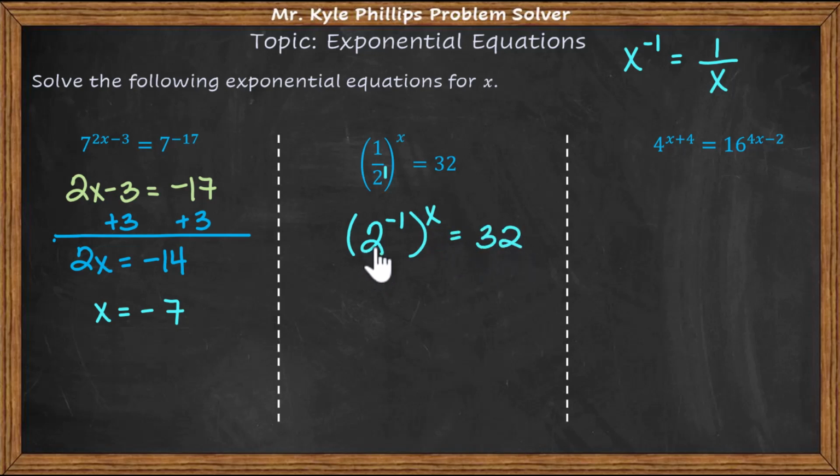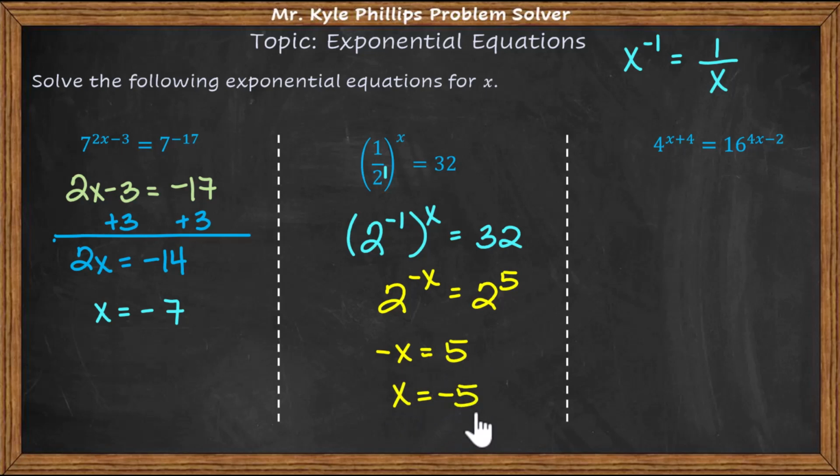Now it seems a lot easier to rewrite 32 to have a base of 2. So here, that would be 2 to the 5th power. And then here, I now have 2 to the negative x. So now I have rewritten this so that my bases are the same. That's the goal. That's what you're trying to get to. I always want the bases to be the same. So now that they are, I can take my exponents and set them equal to each other. So I have negative x equals 5. So x here is negative 5. And that would be the value that would make this equation true.